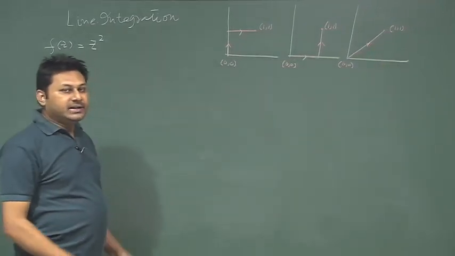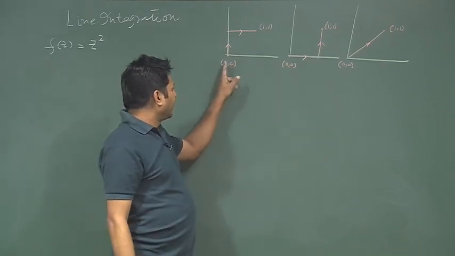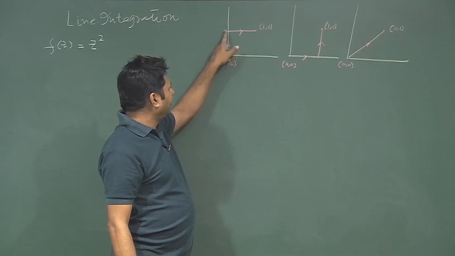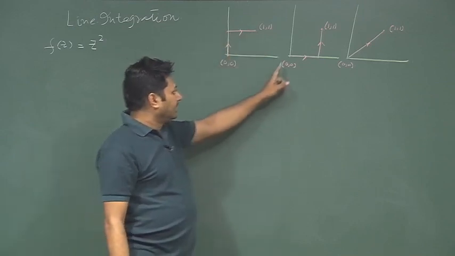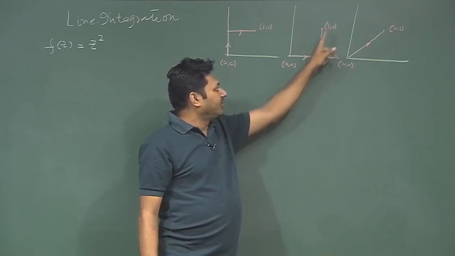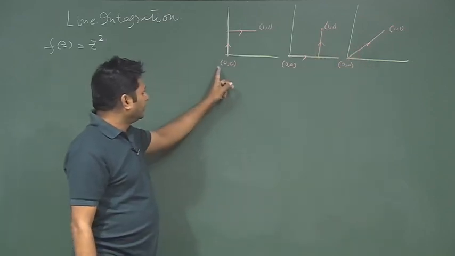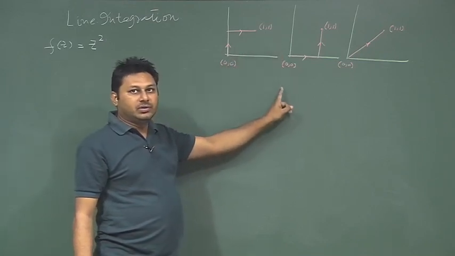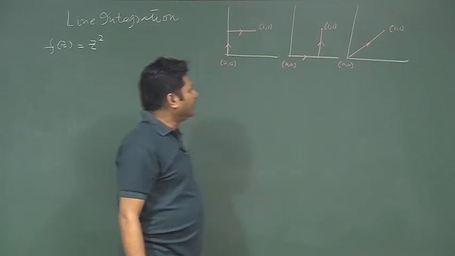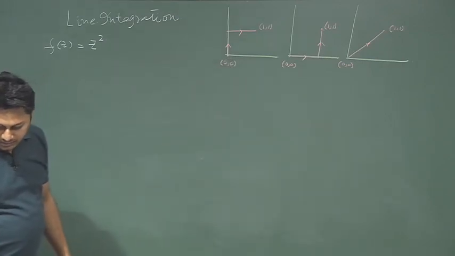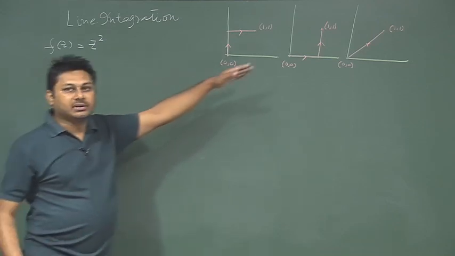So, there are three different paths given to you. I am going from this point to this point and this point to this point. This is one path. This point to this point and this point to this point is another path, and directly from this to this. So, I need to go 0, 0 to 1, 1, 0, 0 to 1, 1 and 0, 0 to 1, 1. In all cases I am going from the same point to the same point, but the approach is different.